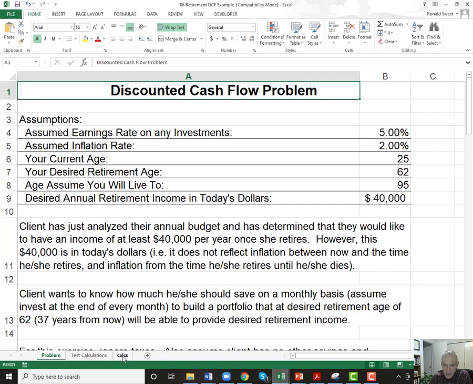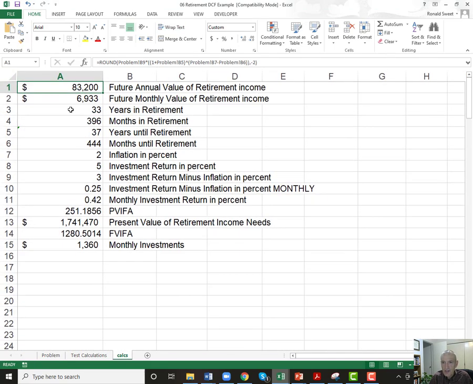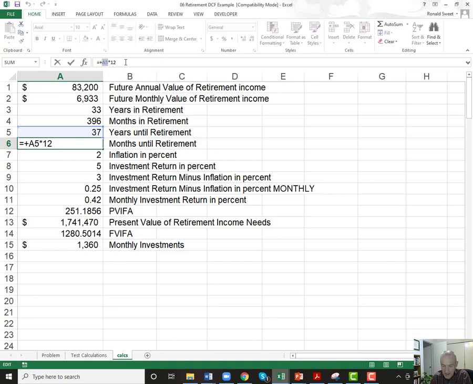Now this spreadsheet, it's out there on Blackboard. And it actually has all the functions I use on this one page. There's not that many of them. And you'll see formulas very similar to what we did. Like here, we had the number of years until she retires times 12. Remember, we did that when we were coming up with our N.